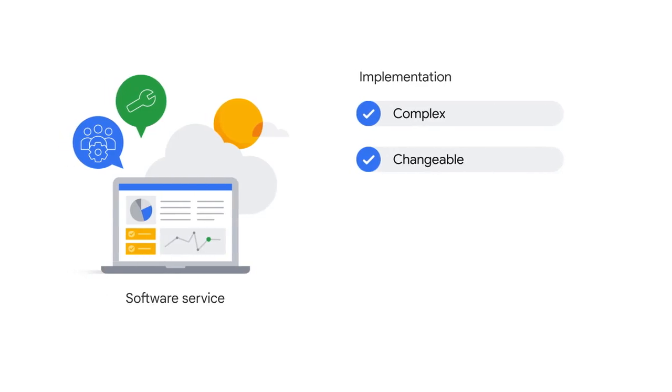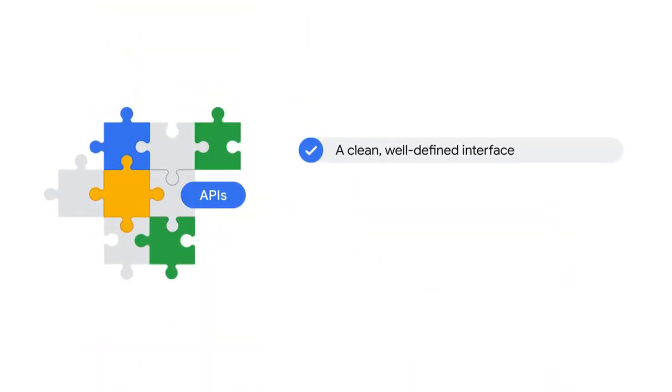A software service's implementation can be complex and changeable. If other software services had to be explicitly coded in detail in order to use that service, the result would be brittle and error-prone. So instead, application developers structure the software they write so that it presents a clean, well-defined interface that hides unnecessary detail, and then they document that interface. That's an application programming interface.